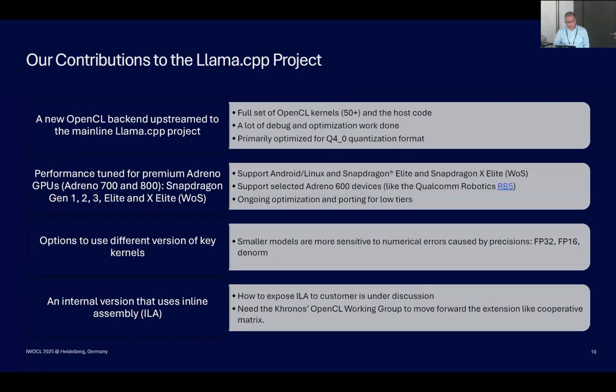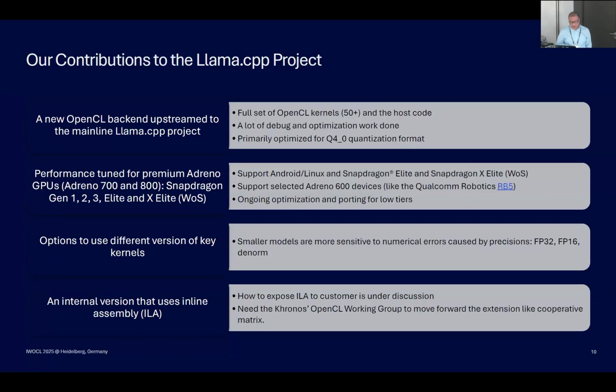We also target IoT devices. Usually premium devices from 3 years ago get downgraded into low-tier devices. So we are now trying to port this work to some really old GPUs, Adreno 600 GPUs, for example in the Qualcomm robotics kit. The optimization is ongoing. We also have options that allow customers to select different versions of kernels, because some models are more sensitive to precision issues than others. It's actually a big topic.